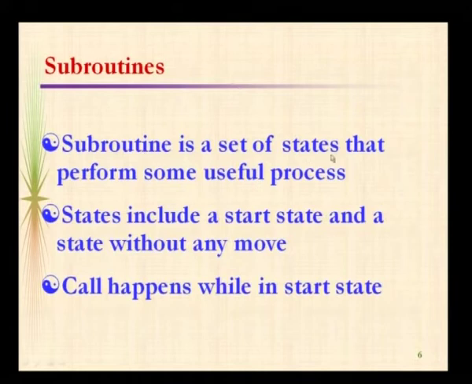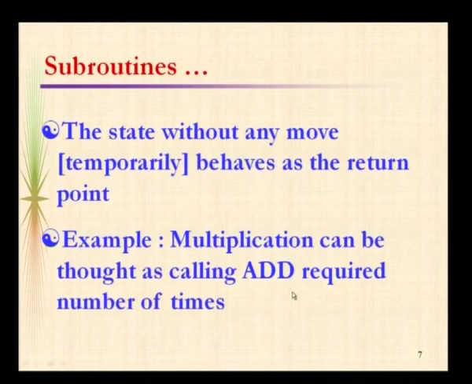So a subroutine is a set of states doing some useful job, with a start state and another state with no move. The no move state is meant to denote a return point, and the call happens when the Turing machine enters the start state of the subroutine. The state without any move behaves just like a return point. The state which has no move in the subroutine will be a state in the main routine where valid moves are available. Only then will we be able to resume the main routine's statements or states.